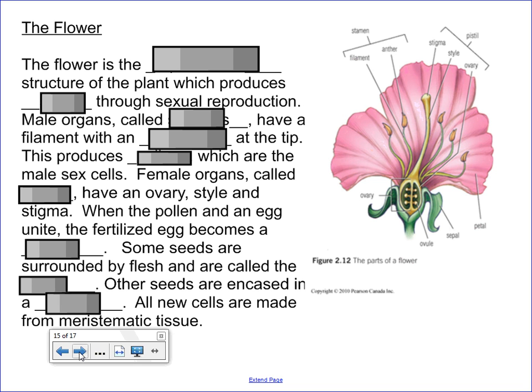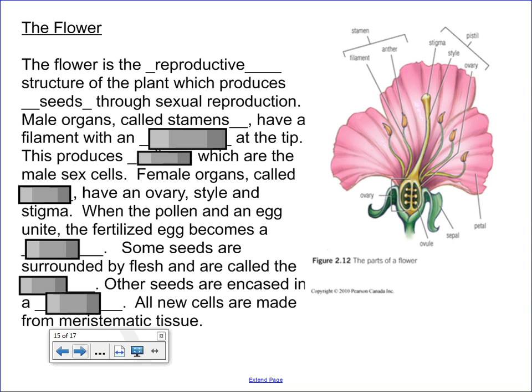One of the last organs that we'll talk about in the plant is the flower. So the flower is basically the reproductive structure of the plant, which will produce seeds through sexual reproduction. Within flowers, we find male organs, which we call the stamen, and have a filament with an anther at the tip. This produces pollen, which are the male sex cells.